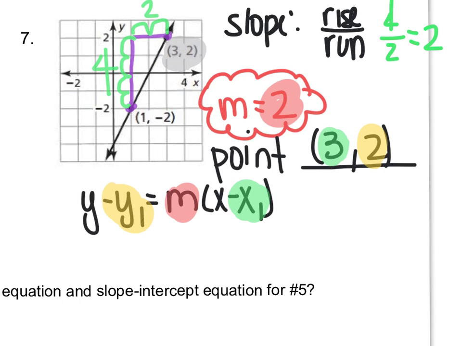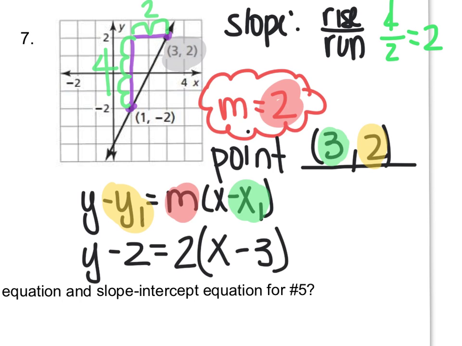So we're going to rewrite this equation. Remember, we always switch our signs. So instead of being a +2 here, we're going to write that it's a -2 equals. My slope stays the same, so it's +2, and then x. And instead of +3, we're going to write a -3. So there's my equation. y minus 2 equals 2 times x minus 3.